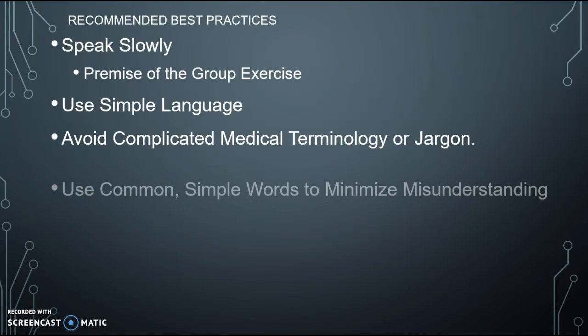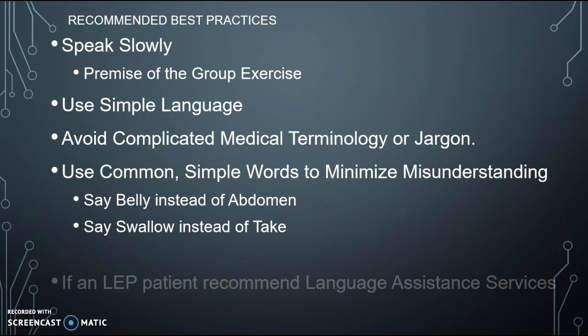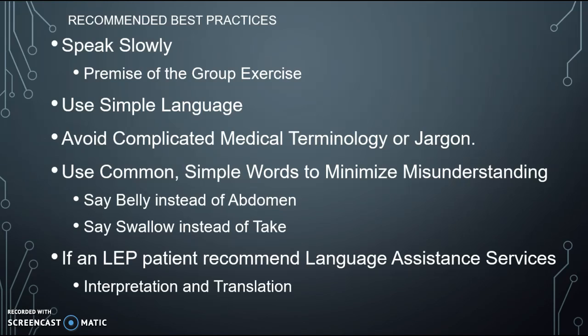When working with patients, especially the most vulnerable population, which are LEP patients and the elderly, the best recommended practices are to speak slowly. Speaking slowly will be the premise of our exercise group. Use simple language. Avoid complicated medical terminology or jargon. Use common, simple words to maximize understanding. For example, say belly instead of abdomen. Say swallow instead of take. If it is an LEP patient, recommend language assistance services, which includes interpretation and translation.